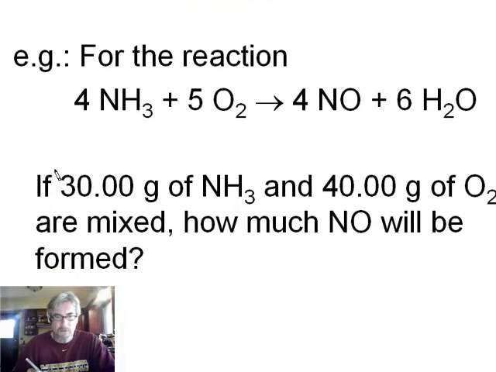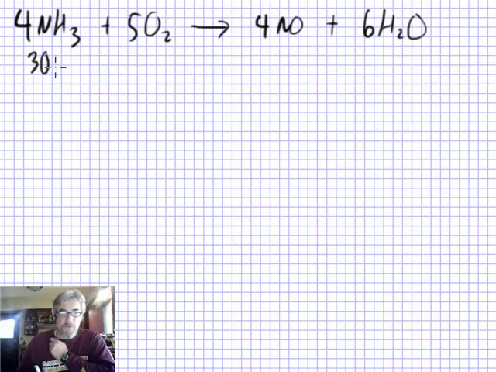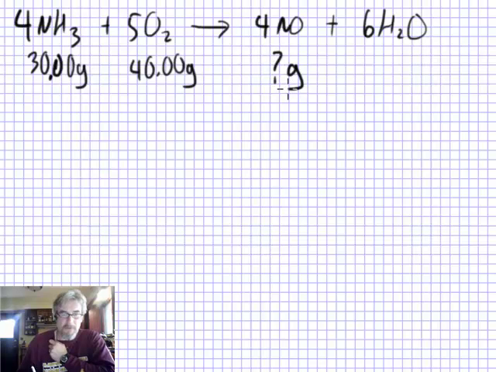This gives us a balanced chemical equation. It gives us information about how much ammonia and how much oxygen are going to be mixed together. It won't all react. We want to know how much NO will be formed. Let's solve the problem. The balanced equation is written up here, and here's the information we're given. We have 30.00 grams of ammonia and 40.00 grams of oxygen available to react. Ultimately, we want to know how many grams of NO, nitrogen monoxide, are produced.